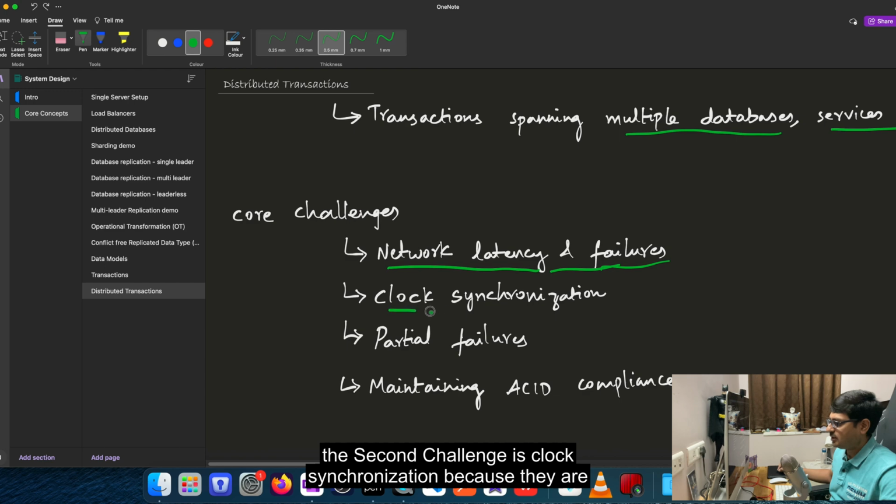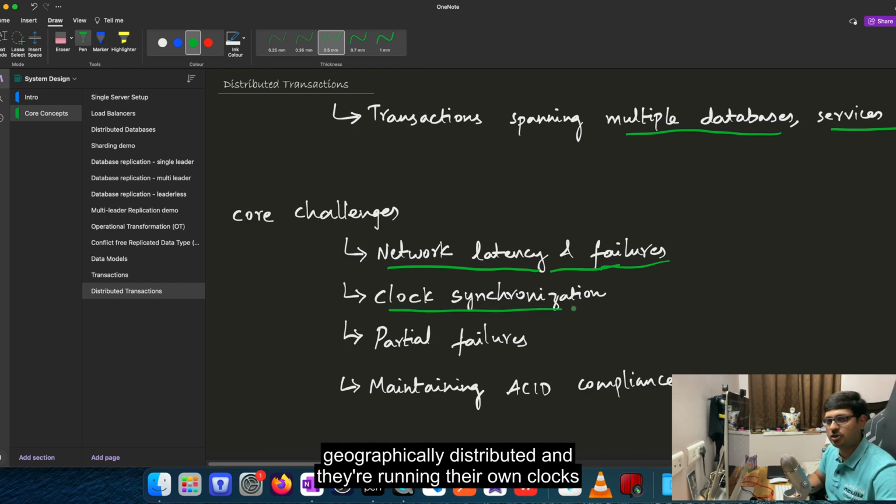The second challenge is clock synchronization. Because they are geographically distributed and running their own clocks, and based on that, running their own timestamps, there could be some difference in synchronization between timestamps. This is especially a challenge with causal relationships and where linear execution is supposed to happen, where a logical order is involved, right?